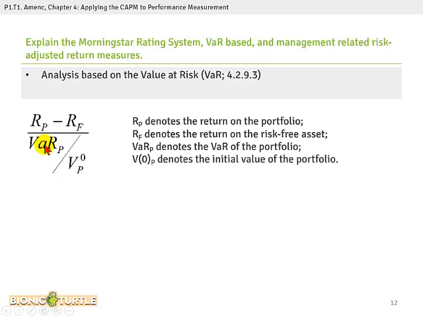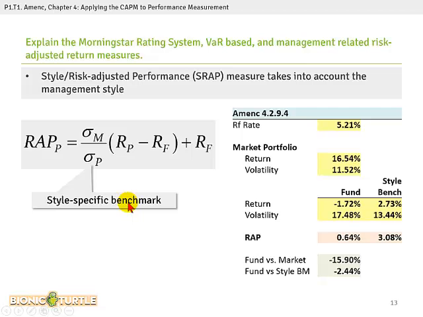So now notice we've got another variation here on Treynor and Sharpe, because we have the same numerator here, an excess return, but instead now yet another choice for what we could use for the risk measure. Instead of beta, instead of volatility, here we've got an interesting choice of using VAR in percentage terms. And then finally, the style or risk-adjusted performance measure, which takes into account the management style. And this is an illustration of actually Amenc 4.2.9.4, the actual example. That's why the numbers are so precise and not rounded. Mine would be more rounded.